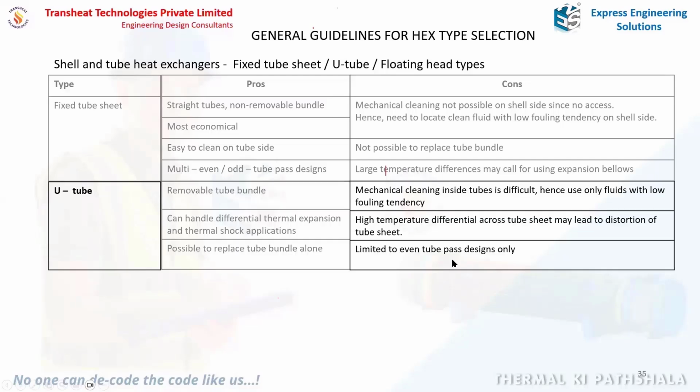The cons would be that mechanical cleaning inside the tubes is difficult. So we should allocate fluids which have lower fouling tendency on the tube side in this case. A higher temperature differential across the tube sheet may lead to distortion of the tube sheet. And because of the U-tube construction, they're limited to only even pass designs.